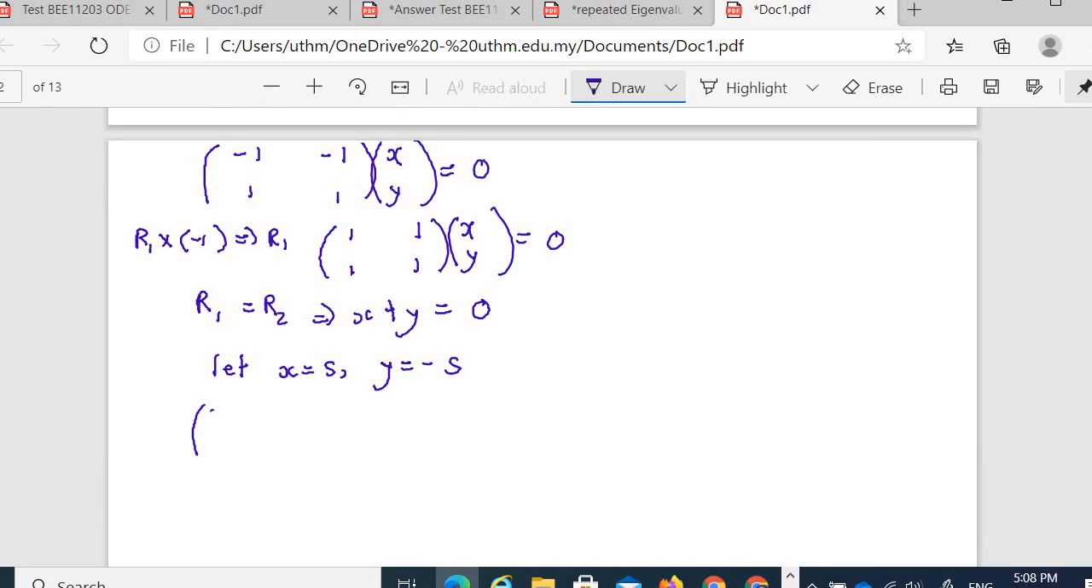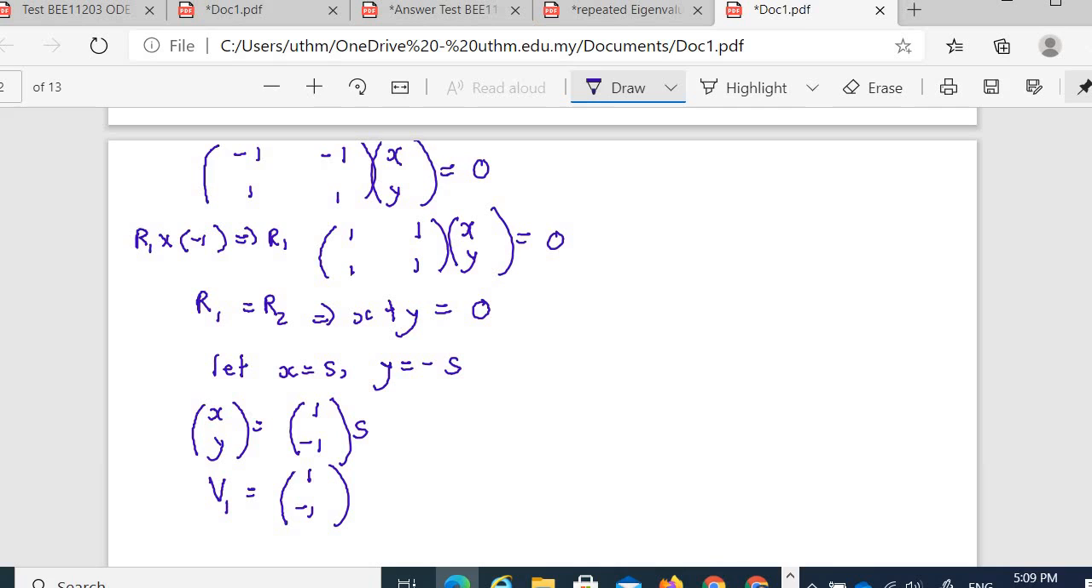So in this case, (x, y) is s times (1, negative 1), factoring out the s. So V1 is obtained by letting s equal to 1, so I have (1, negative 1). We may have another variation if you let y be s, so negative 1 and positive 1. So it obtains your V1 already.